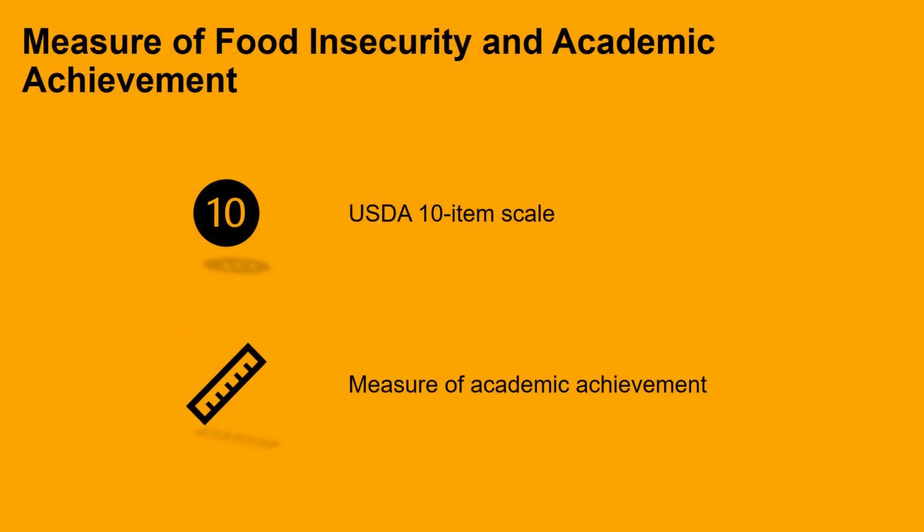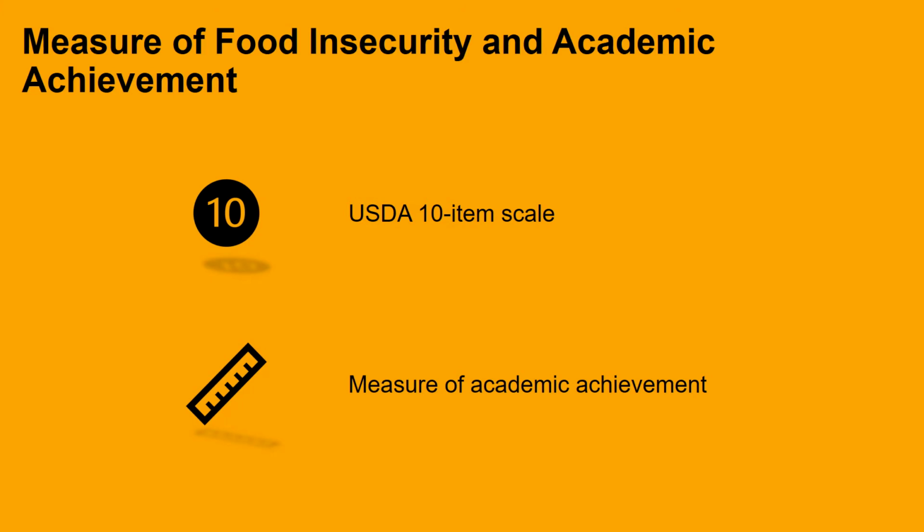Wrapping up the methods section of this presentation and of this study, we are going to talk about the measure of food insecurity and the measure of academic achievement. Levels of food insecurity or food security are determined by the USDA 6-item, 10-item, or 18-item scales. Each number in these scales refers to the number of questions specifically asking about food insecurity. And in this study, we used the USDA 10-item index scale to measure food insecurity.